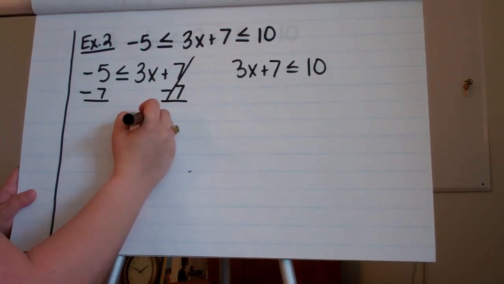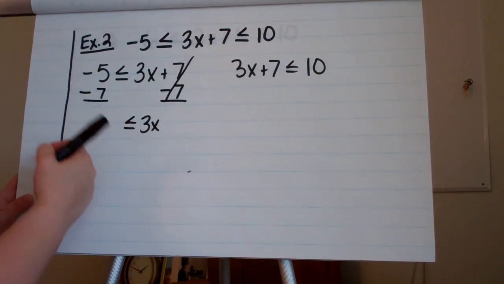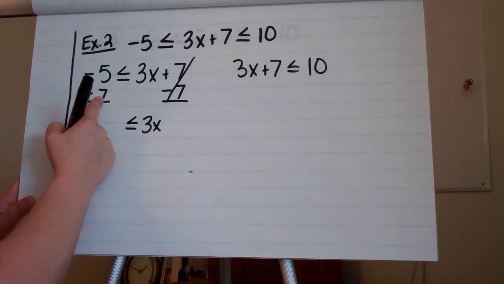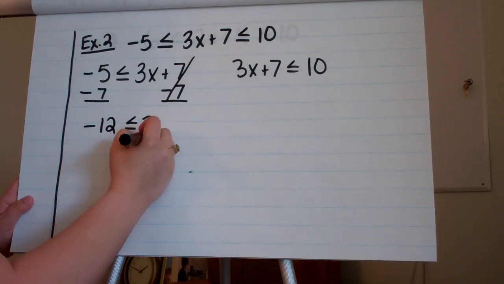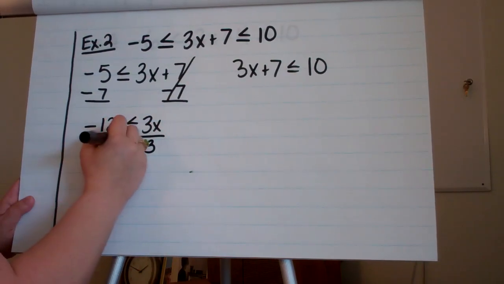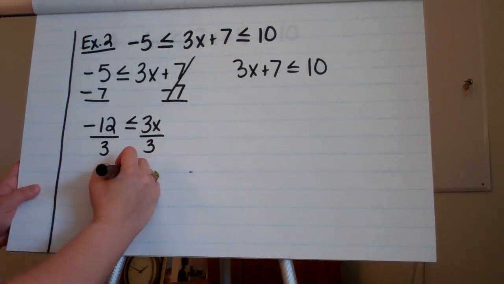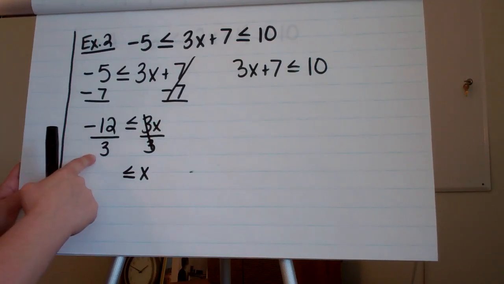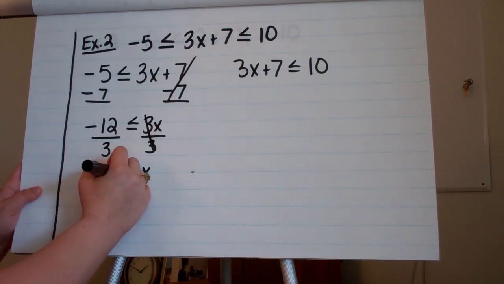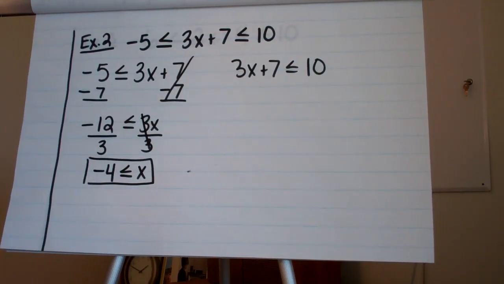Okay, so I'm left with 3x. And negative 5 minus 7, think of that as adding the opposite, so you would end up with negative 12. Opposite of multiplication is division. I am not dividing by a negative, so I do not switch my sign. That gives me 1x. Negative 12 divided by a positive 3 is negative 4. So that's the first part of my solution.